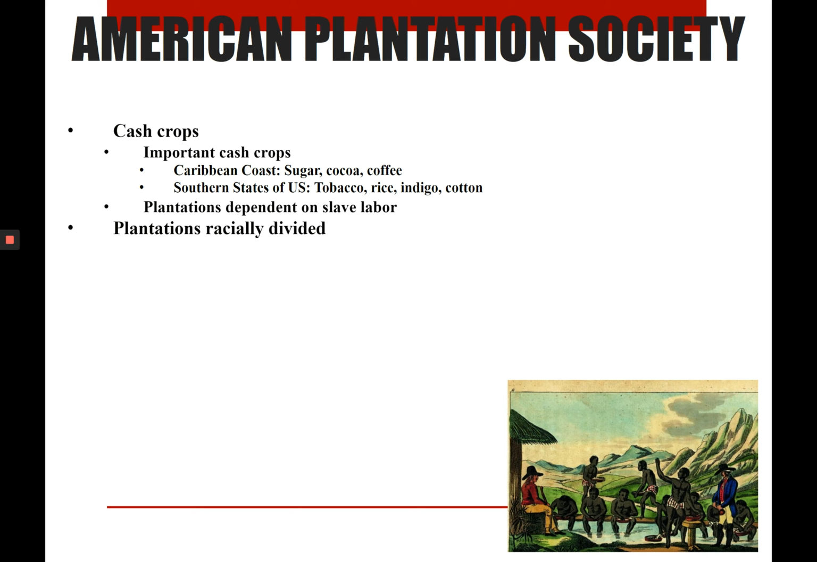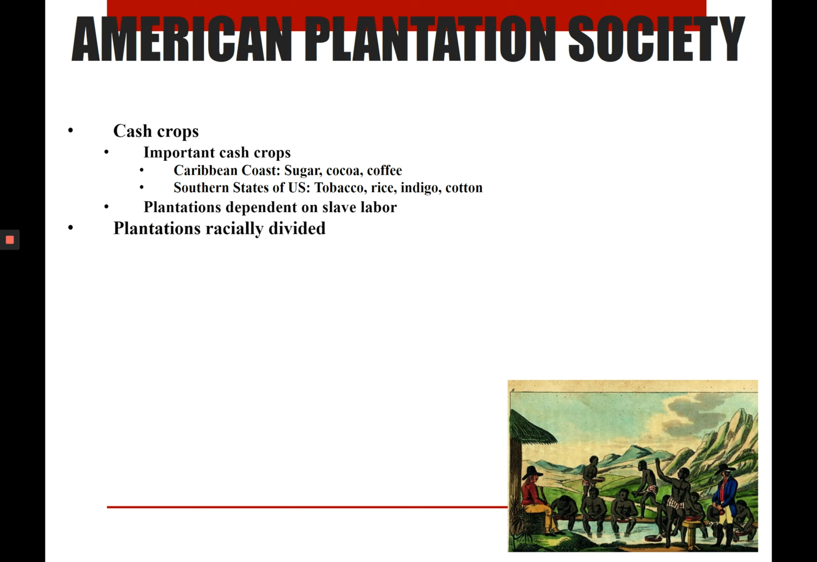In the modern day United States, tobacco was a key cash crop, especially in the middle colonies. And then in the southern colonies, rice and cotton plantations. And so plantations were racially divided, with usually a few white overseers at the top of this pyramid. And we see this especially in the Caribbean, where your ratio may be 90% slaves and only 10% whites.